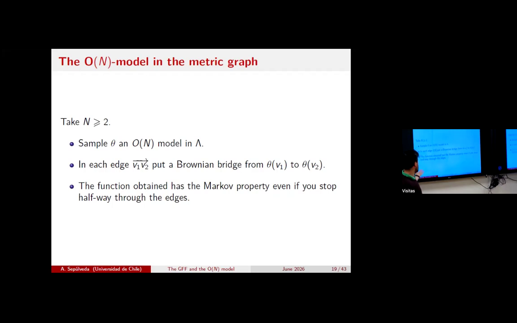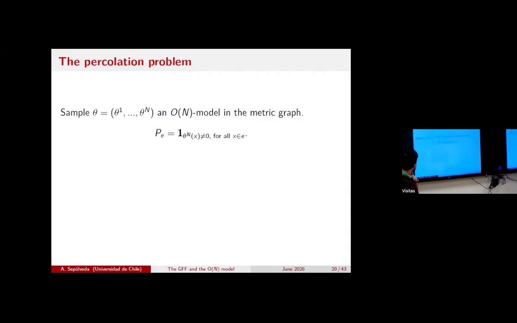So this is a cool thing, and because we understand the GFF, we know that this holds true. And one can do the following percolation problem now. We are just going to care about the last coordinate of our spin O(n) model. So it is the height, how close I am to the equator, or to the poles. I'm going to see if an edge didn't cross 0. I look at every edge and see if the last coordinate didn't cross 0.